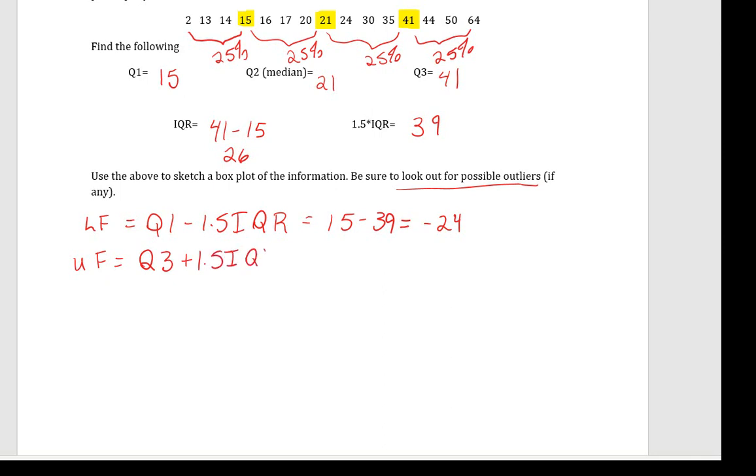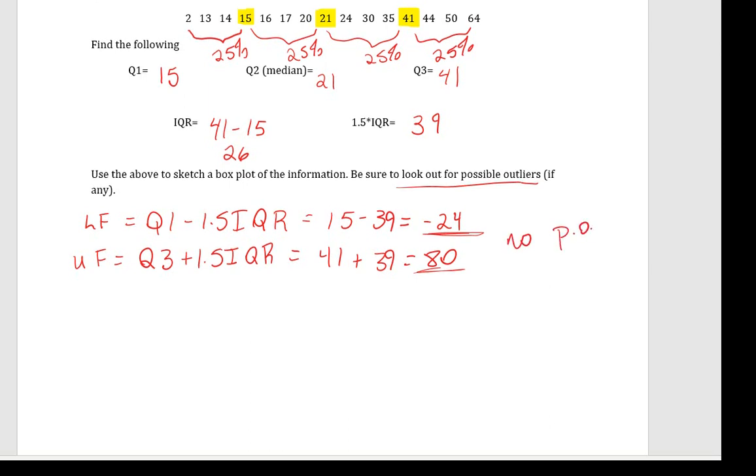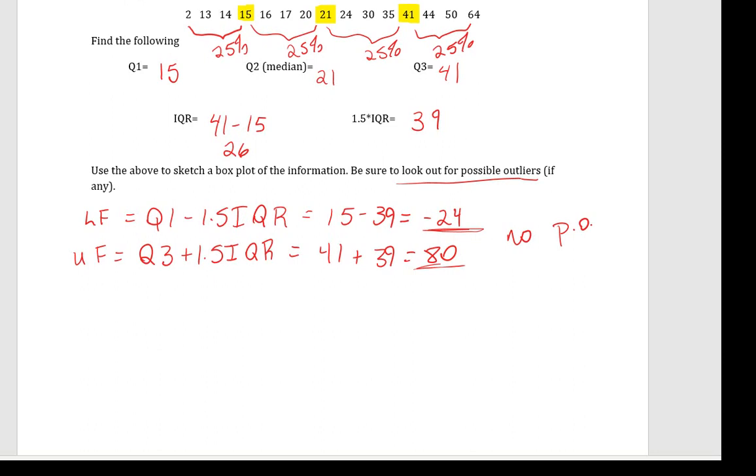For the upper fence, it's going to be Q3 plus 1.5 times IQR. That's going to be 41 plus 39. That's going to give us 80. Now, since we don't have any observations above 80, that means we're not going to have any upper outliers. So in this case, we checked, which is great, but we found no potential outliers. So that's going to mean that we have no stars on our box plot.